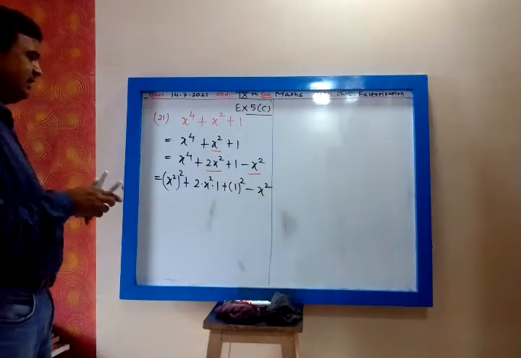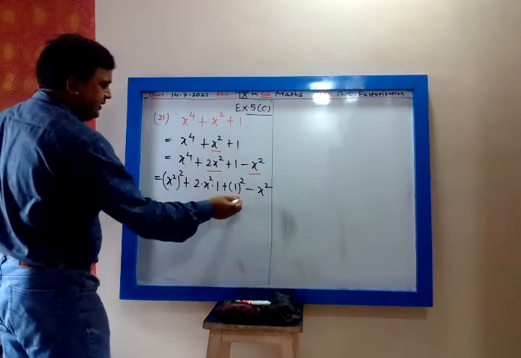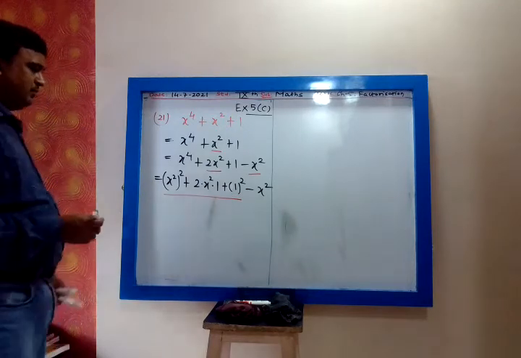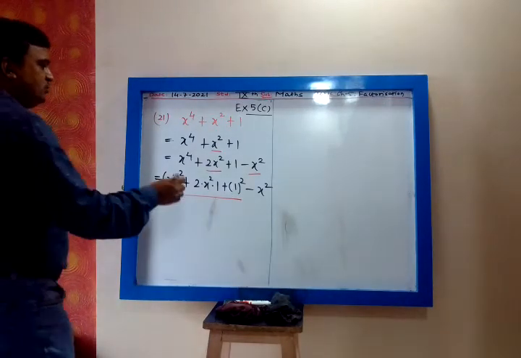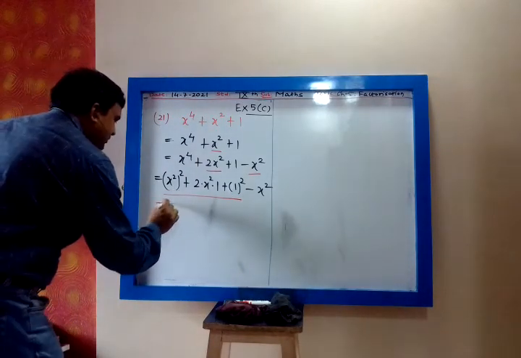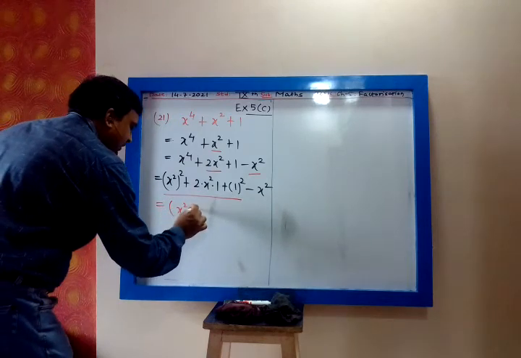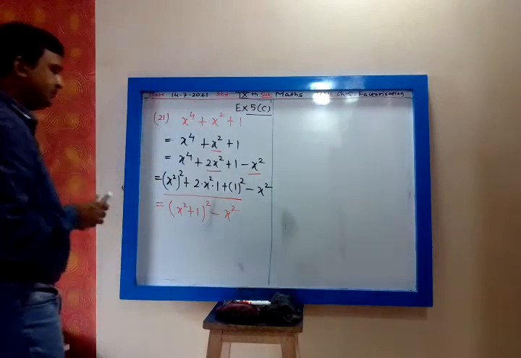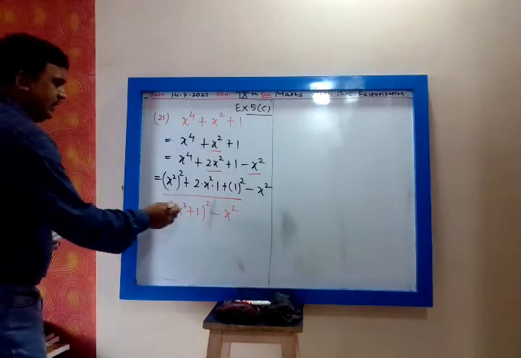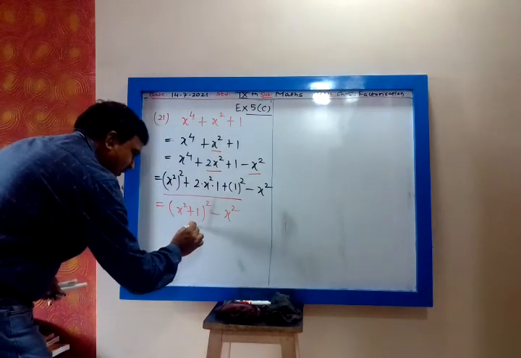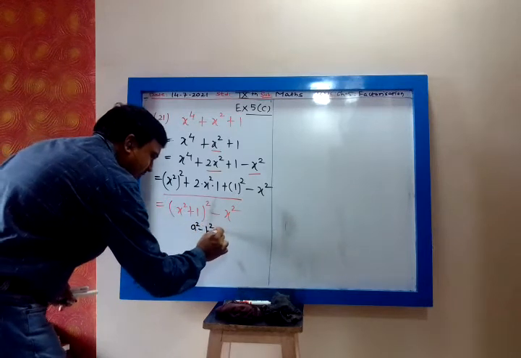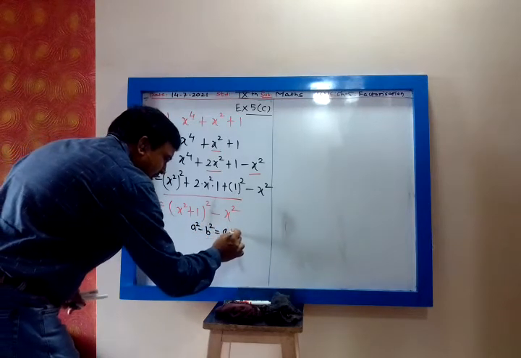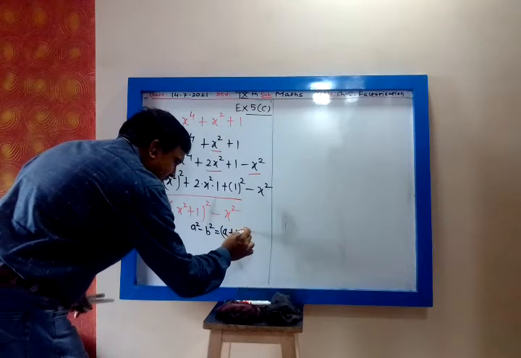Now what is the first three term? First three term is a square plus 2ab plus b square, which is a plus b whole square. So x square plus 1 whole square minus x square. Now again this is of the type a square minus b square. A square minus b square is a plus b into a minus b.